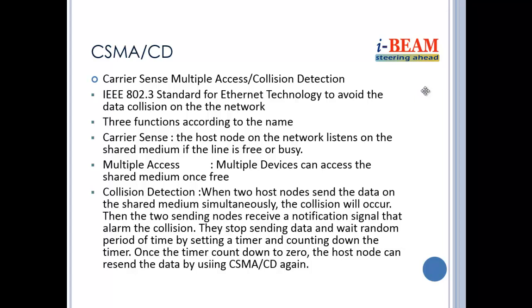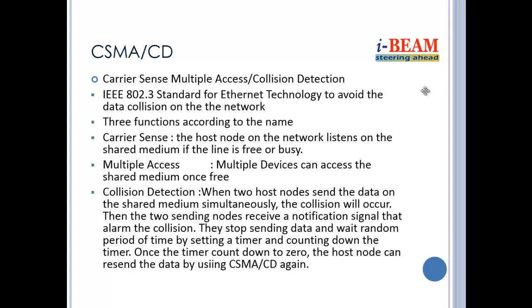Three functions according to the name. Carrier sense means the host node on the network listens on the shared media to see if the line is free or busy. Multiple access means once the media is free, multiple devices can access it at the same time. Then, what happens if two hosts are listening at the same time and, once it is free, they send the frame?